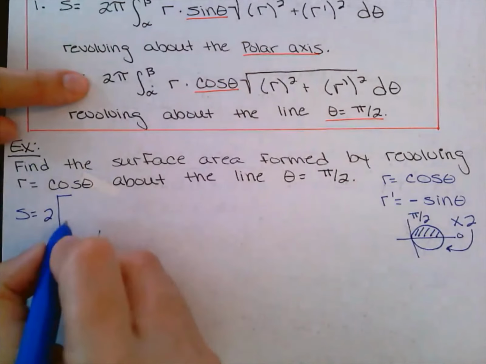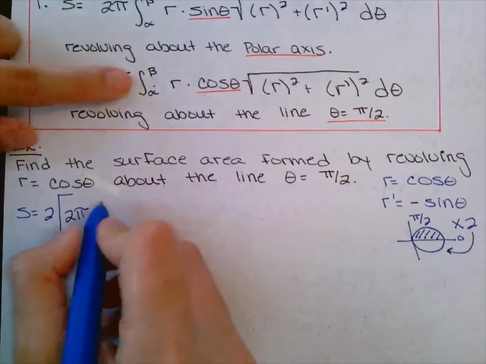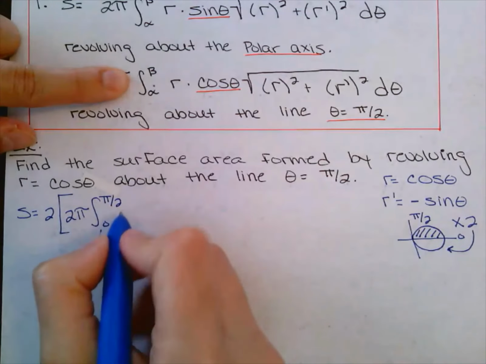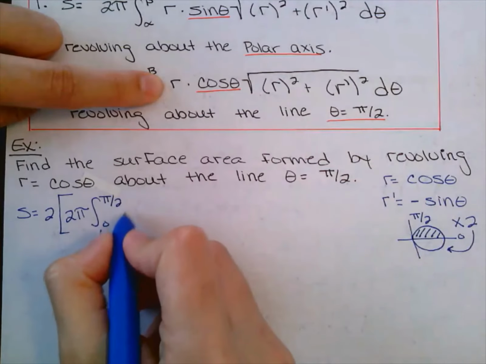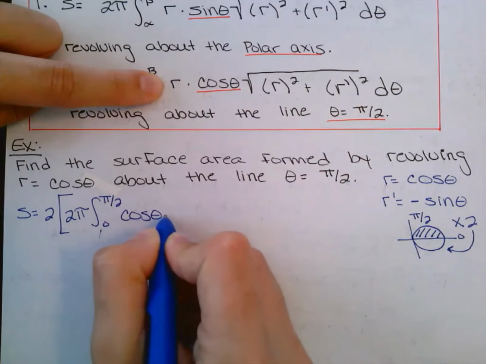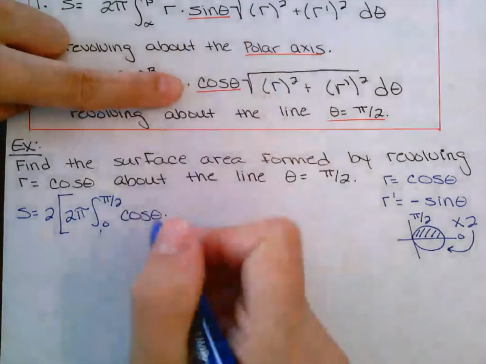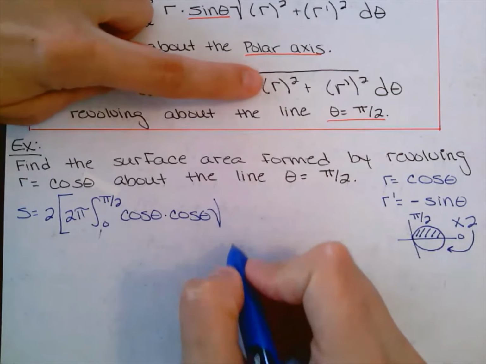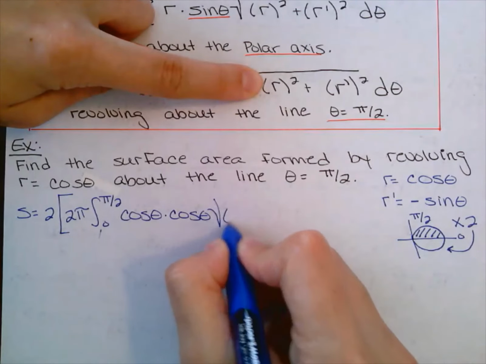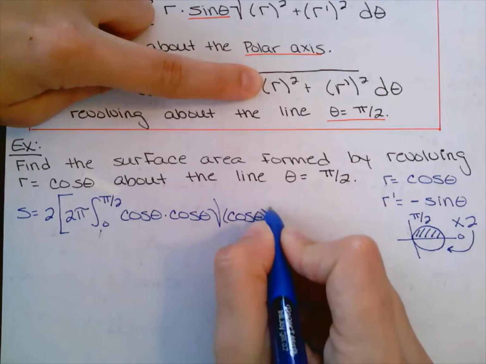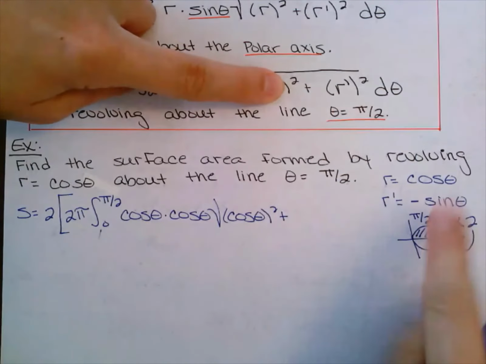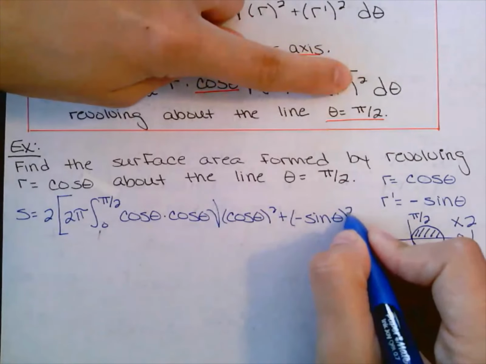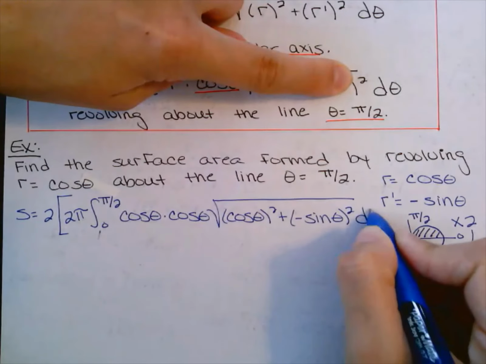Now I'm going to go ahead and put my formula, 2 pi times the integral. We said from 0 to pi over 2 times r, the function. R is cosine. Because it's about pi over 2, I'm going to multiply it by cosine. And then square root of r squared, which in this case is cosine squared, plus r prime, which is a negative sine of theta, squared, all that's the inside of the square root, and then d theta.